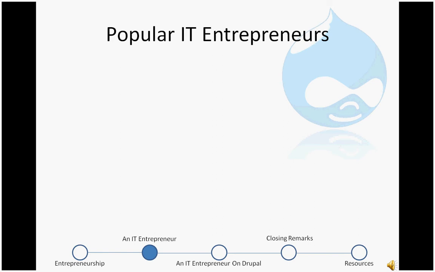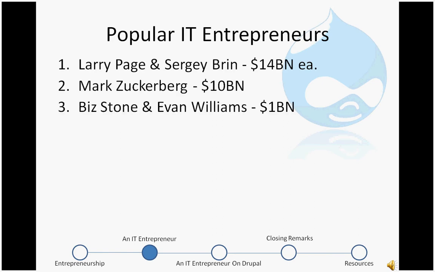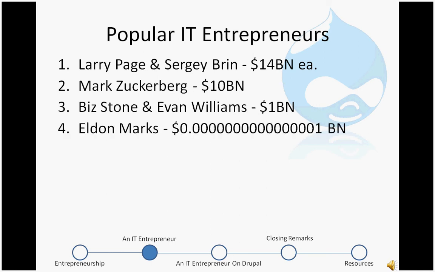So here are some popular IT entrepreneurs. The first two are the co-founders of Google, worth $14 billion each. The second is the creator of Facebook, worth $10 billion. The third, they are the creators of Twitter. And this guy, well, he is waiting for his big break someday.